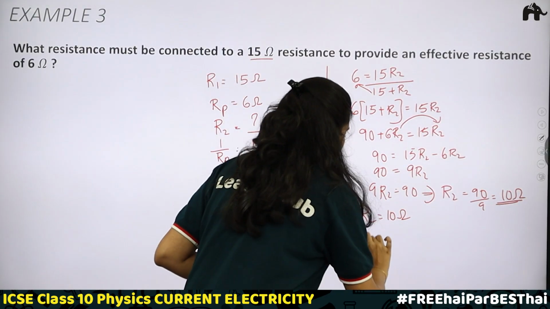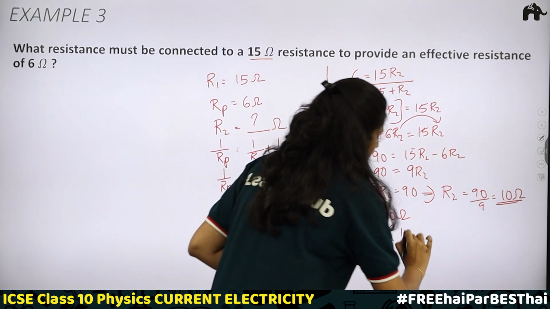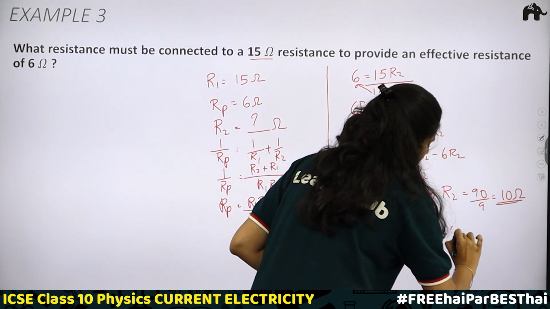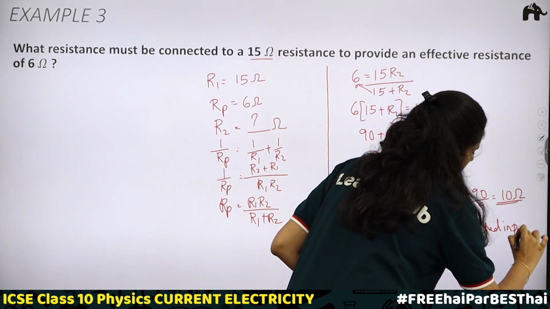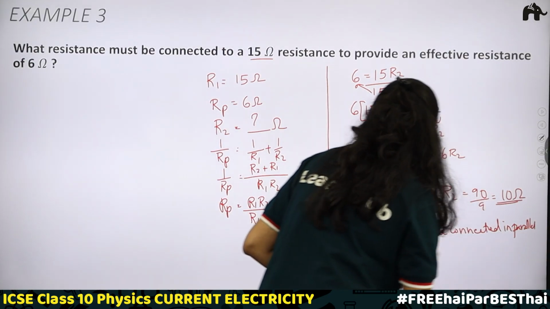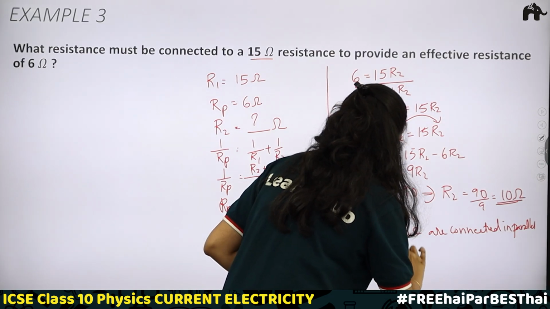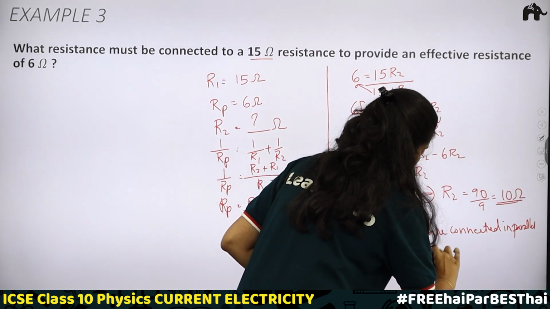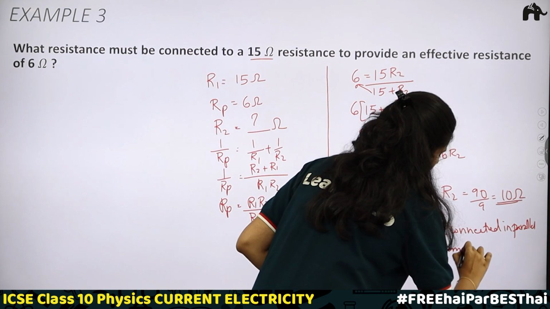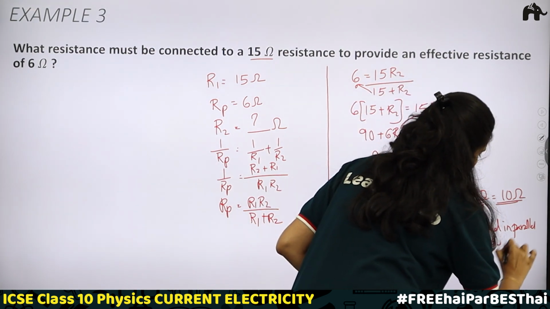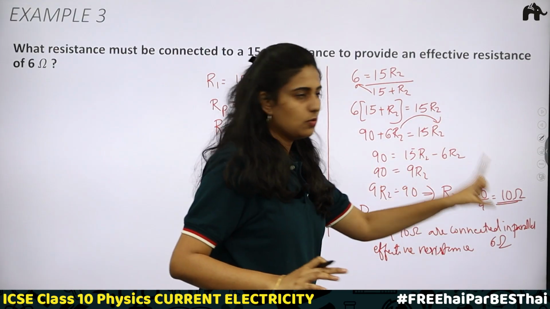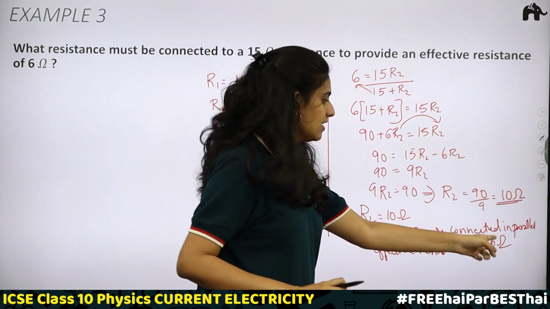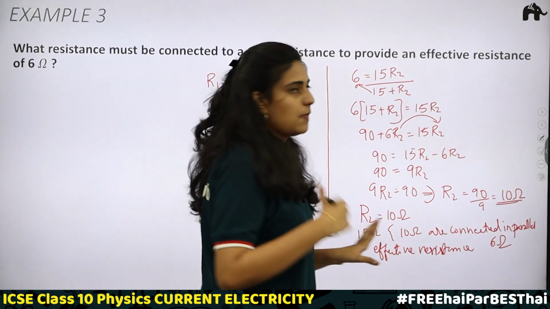Okay. When 15 ohm and 10 ohm are connected in parallel, we get effective resistance 6 ohm. Okay. You can see that this 15 ohm and 10 ohm is greater than 6 ohm, which is the effective resistance. The combination is parallel combination.